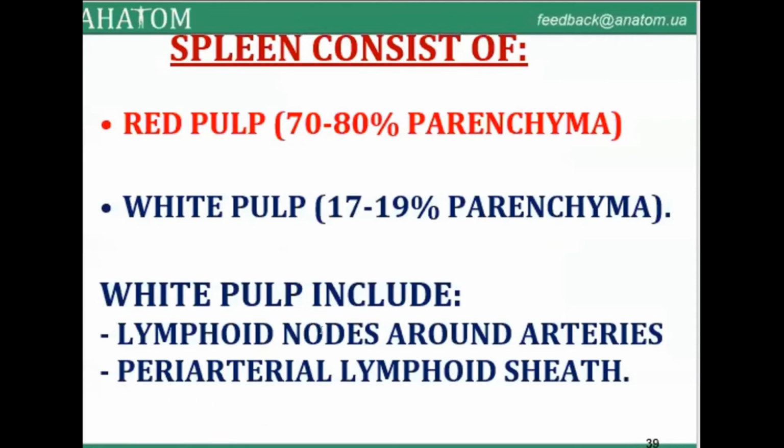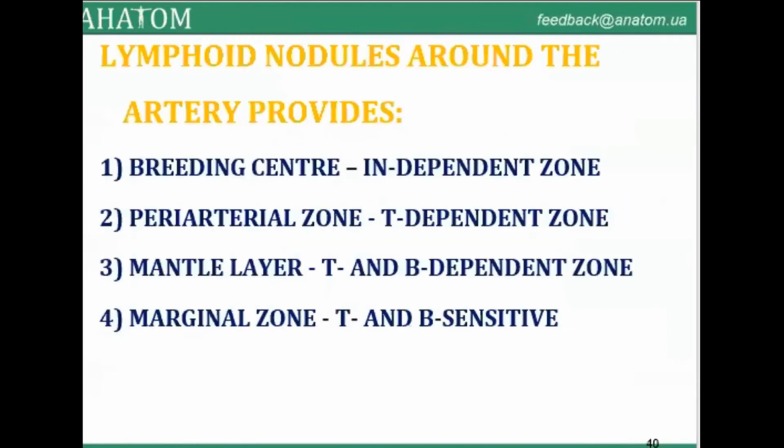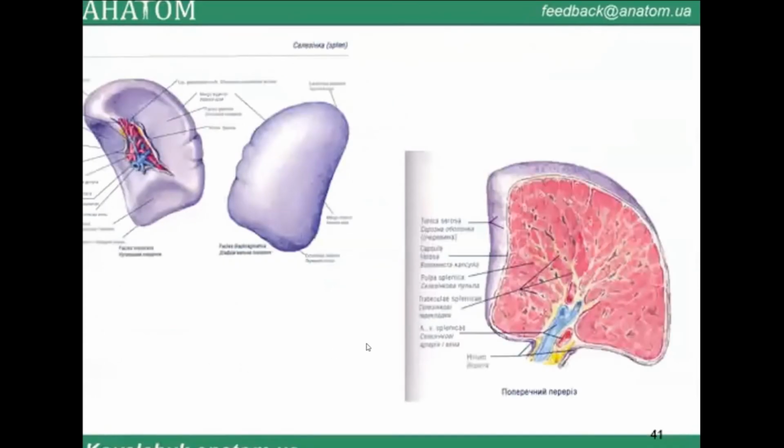White pulp includes lymphoid nodes around arteries and peripheral lymphoid sheaths. Lymphoid nodules around the artery provide a T-dependent zone, a T and B dependent zone, and a marginal zone, T and B sensitive. It's a total external surface and in a section, a big portion of blood is located in the spleen. It's very important for circulation when some disorders may present.